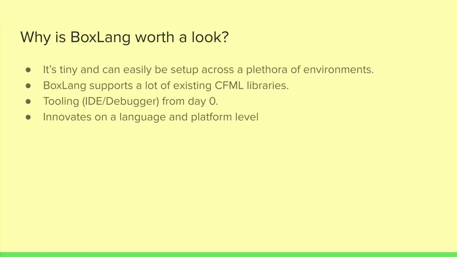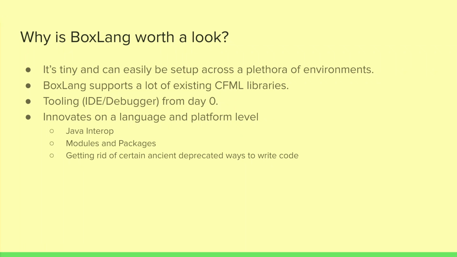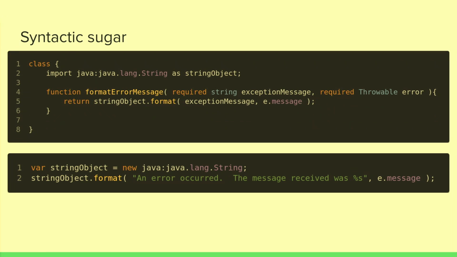It innovates on a language and a platform level, particularly around stuff like Java interop, modules and packages, and getting rid of certain ancient and deprecated ways to write CFML code by actually making a conscious choice of which functions make it into BoxLang, with a very clearly communicated plan of what will be released, what built-in functions are there, and what tags are going to be there. It has really nice support for async and futures. And it's using a whole bunch of modern JVM features and JVM technology. And it also has syntactic sugar.